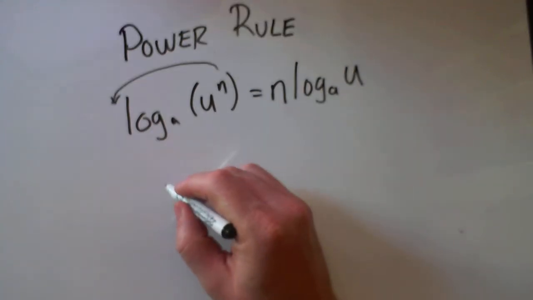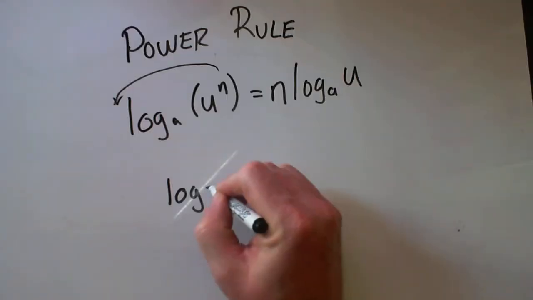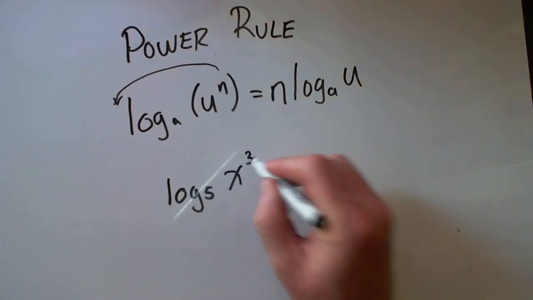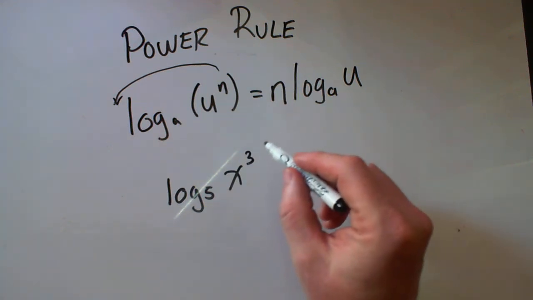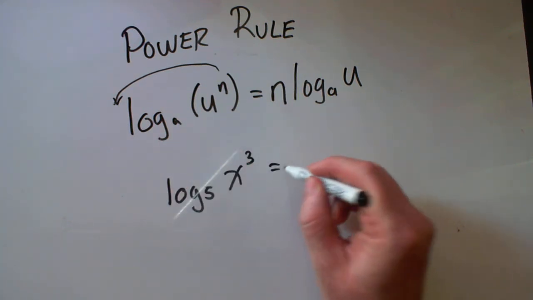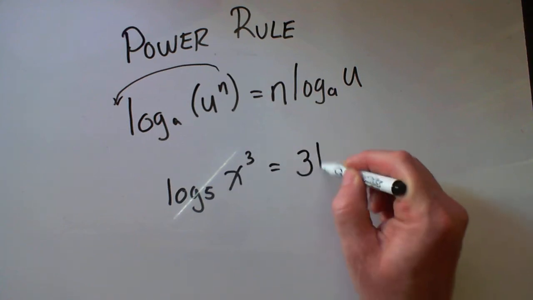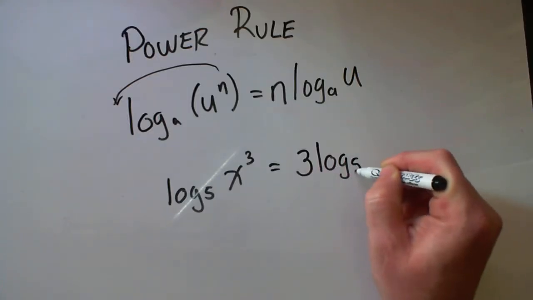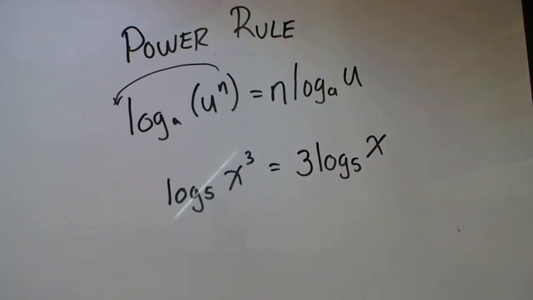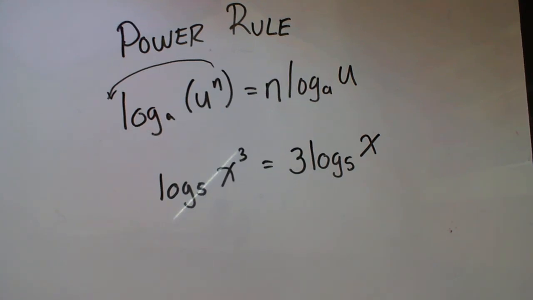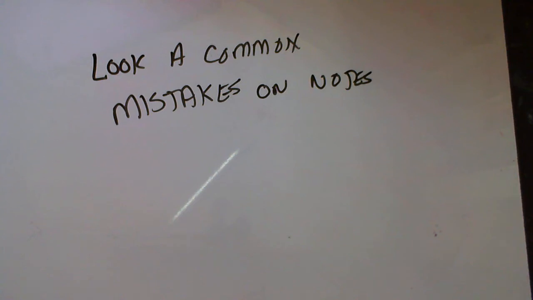So if we had log base 5 of x to the third, we can just swing that 3 down, and that's the same thing as 3 log base 5 of x. Please make sure to look at the common mistakes on the notes and notice how those things are similar to what we are talking about doing, but are not the same.